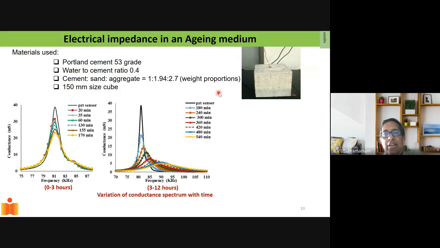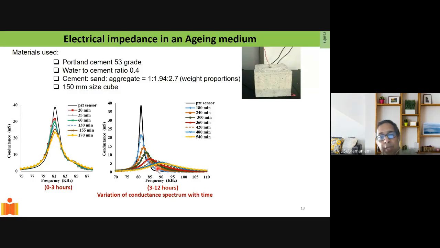Now, if I wait longer, this is the recording between 3 hours and 9 hours. You see that very rapid changes start taking place. In this graph, this is my reference, the PZT sensor as it was in air. This is the recording at 3 hours. Now with time, you see that there's a continuous change in the resonant mode. It's getting broader, it is shifting rightward in frequency, and there's a continuous drop in the amplitude.